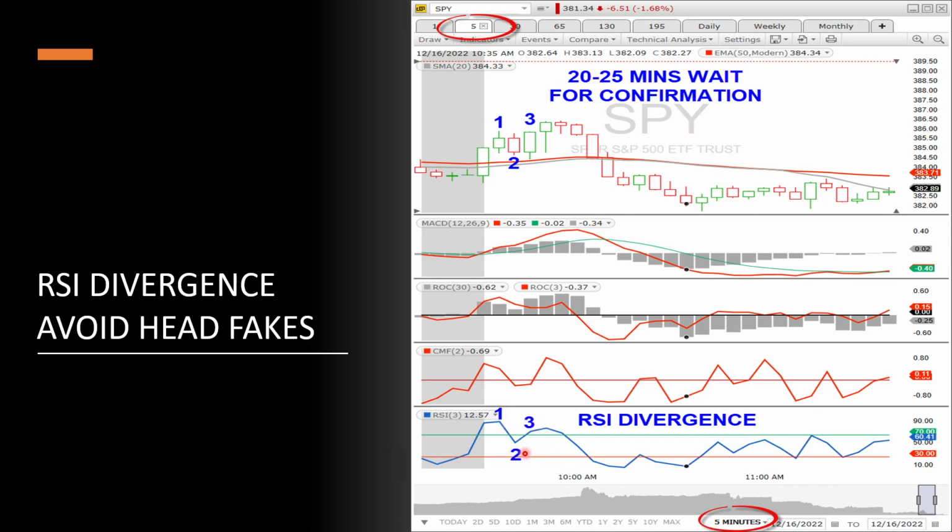Watch your RSI the whole time on the 5-minute chart. Watch for what this is called: bearish divergence. Point 3 is lower than point 1. Okay, pretty straightforward.